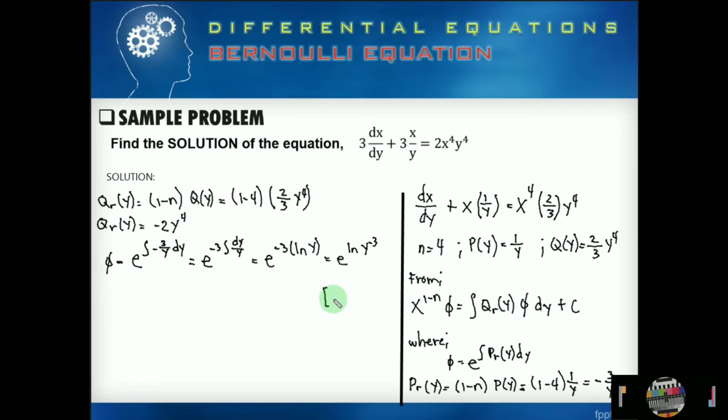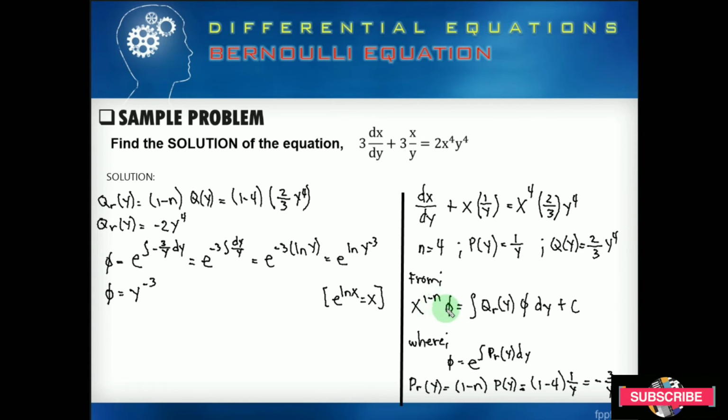Yung property natin, e raised to the power of ln x is just equal to x. So dito yung x ay itong y raised to the power of negative 3, okay? So ang magiging value pala ng ating phi dito is just equal to y raised to the power of negative 3, okay? So base sa ating solution dito, pwede na natin itong gamitin, no?